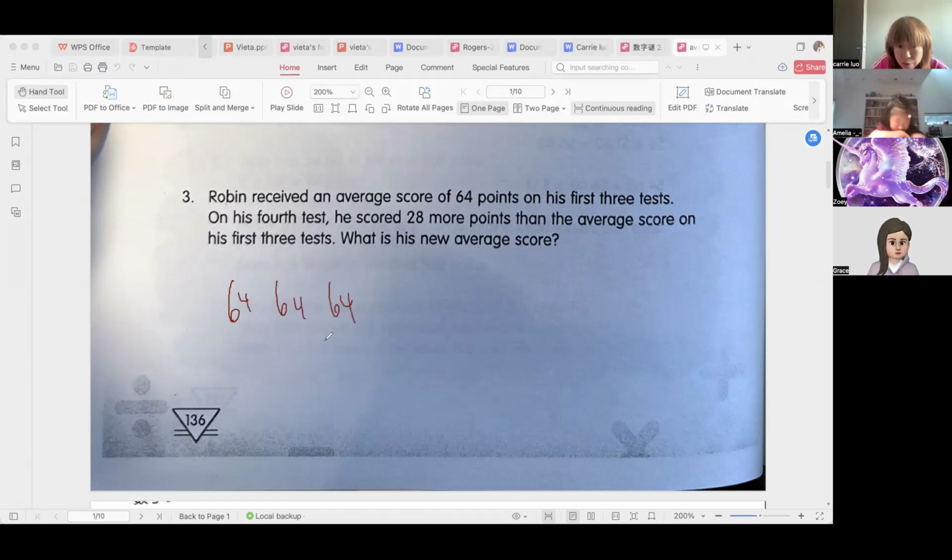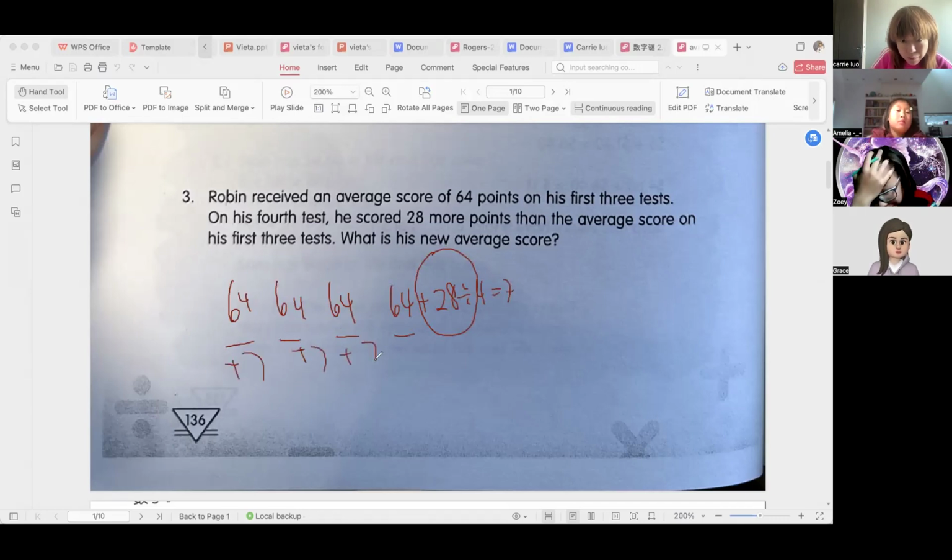Yes. On his fourth test, he scored 28 more points than the average score on the first. So 64 plus 28. So these 28 need to be averagely shared with what? 4 different tests. So 28 divided by 4 equals what? Equals 7. So plus 7, plus 7, plus 7, plus 7.